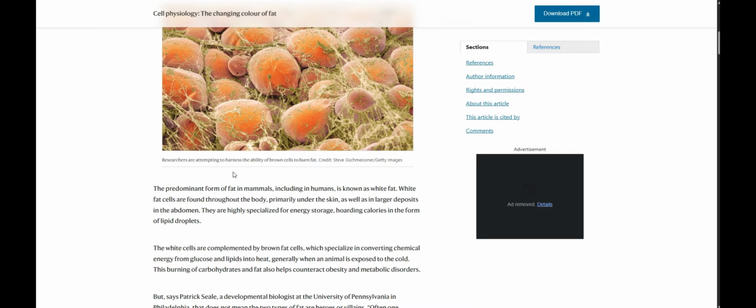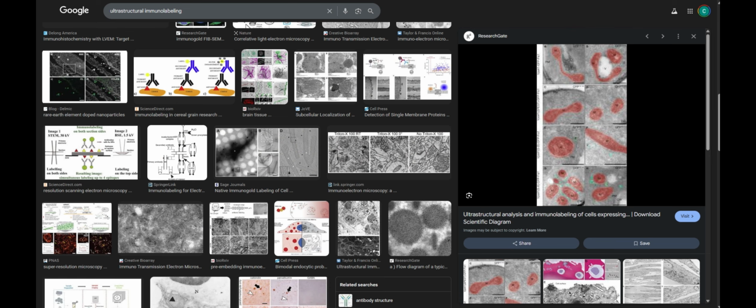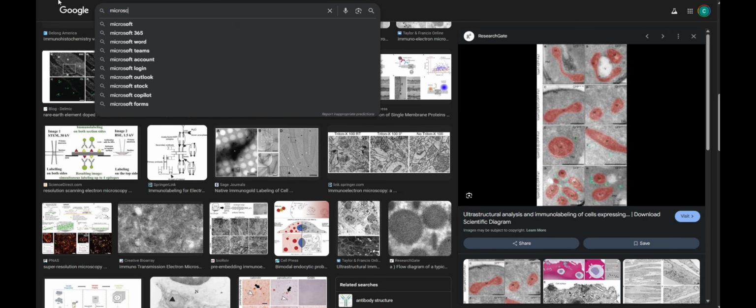The predominant form of fat in mammals, including in humans, is known as white fat. White fat cells are found throughout the body, primarily under the skin, as well as in larger deposits of the abdomen. They are highly specialized for energy storage, hoarding calories in the form of lipid droplets. And again, that's what we saw with the microscope fat cell.